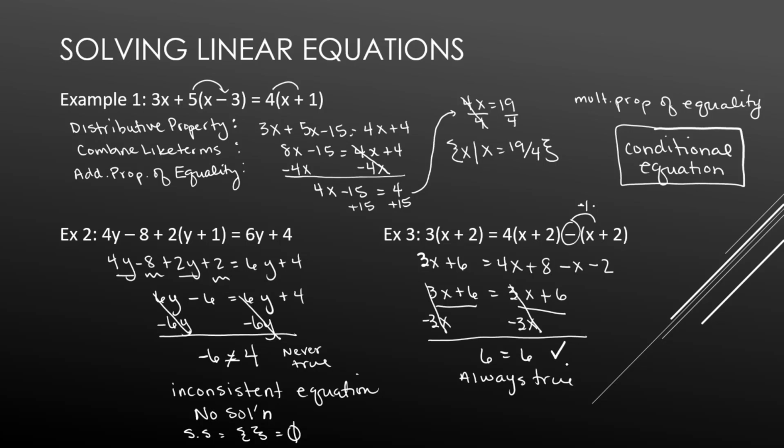Okay. So this means this is an identity. And its solution set is going to be all x such that x is an element of the real numbers. Okay, or that would be negative infinity to infinity if you want to write it as an interval. Okay, so it has an infinite number of solutions.